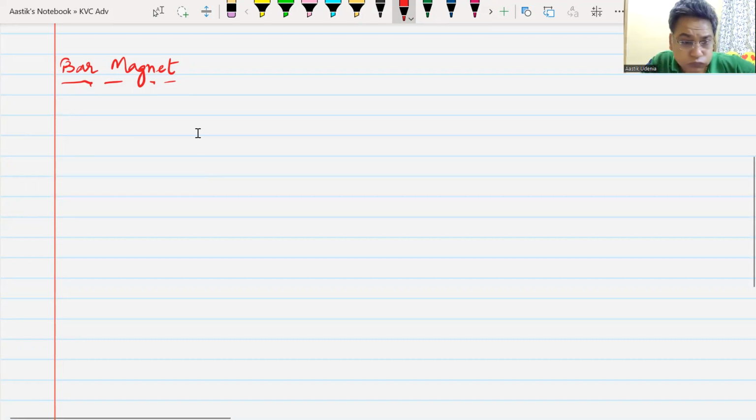A magnet which is in the shape of a cuboid. A magnet which is in the shape of a bar, a chocolate bar. You can call that a bar magnet. The name comes from the chocolate thing. A bar magnet. A bar magnet is a magnet in which the north and south pole of the magnet are at a very small distance from each other.